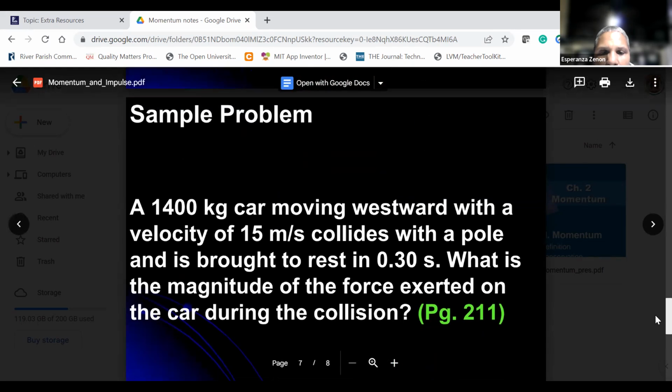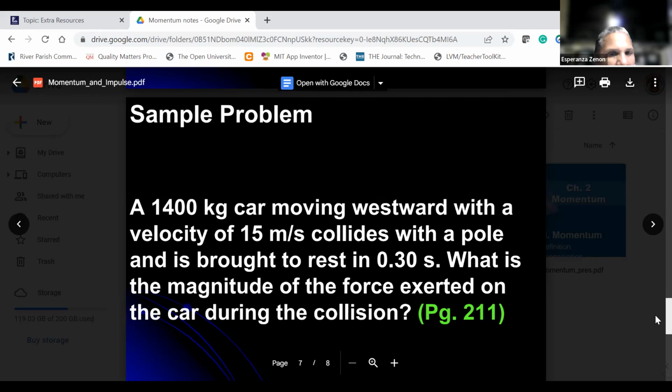So here's an example problem utilizing the momentum impulse theorem. It says a 1,400 kilogram car moving westward with a velocity of 15 meters per second collides with a pole and is brought to rest in 0.30 seconds. What is the magnitude of the force exerted on the car during the collision?